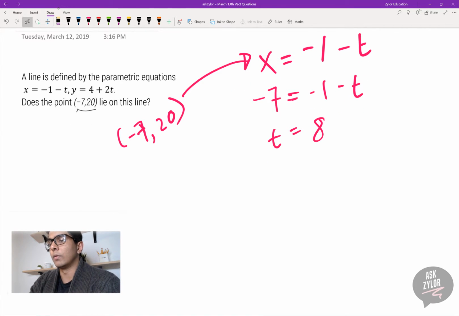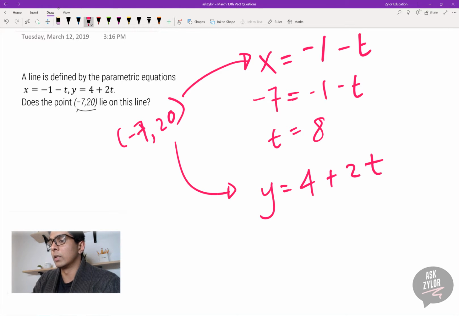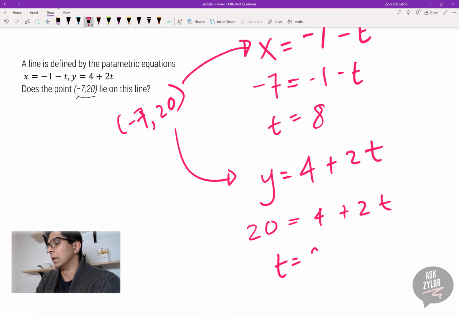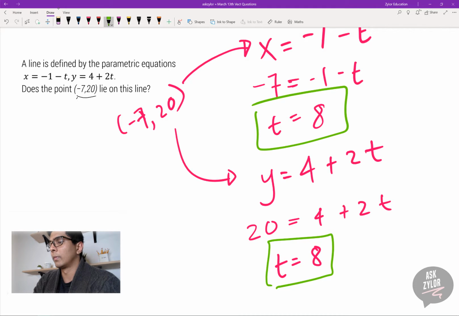I'm going to do the same thing for my y. My y is going to be 4 plus 2t. And then again, I'm plugging my 20 into this equation. So 20 equals 4 plus 2t. And that simplifies to t equals 8 as well. So what that means is my parameters are the same. So does this point lie on the line? Yes, it does.